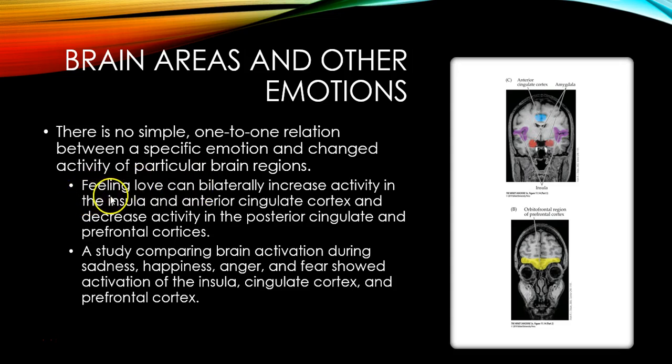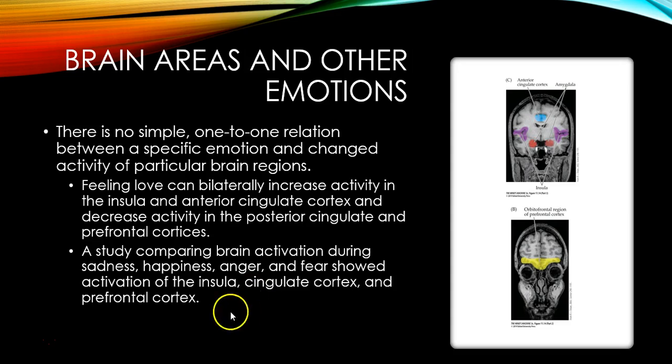We see as examples, feeling love can bilaterally increase activity in the insula and anterior cingulate cortex and decrease activity in the posterior cingulate and prefrontal cortices. So you can see that feeling love leads to increased activity in two areas, decreased activity in two areas, kind of this pattern of response that's all over the brain. And a study comparing brain activation during sadness, happiness, and anger and fear showed activation of the insula, cingulate, and prefrontal cortex, where we get kind of a lot of activity in many parts of the brain.